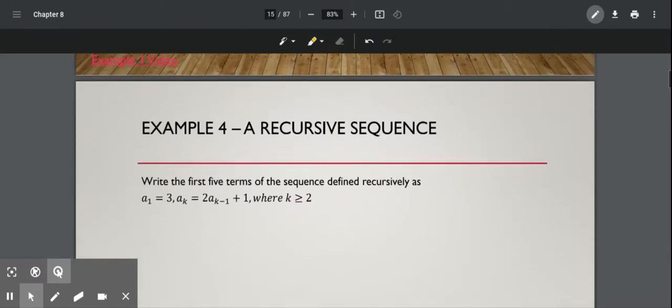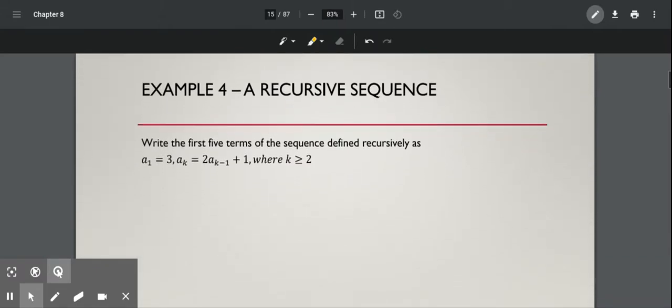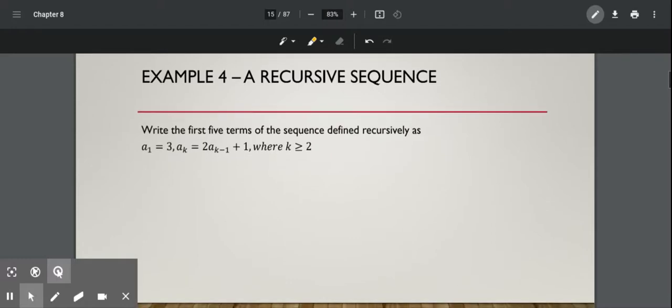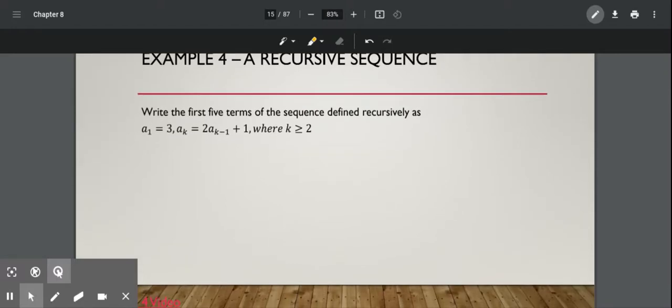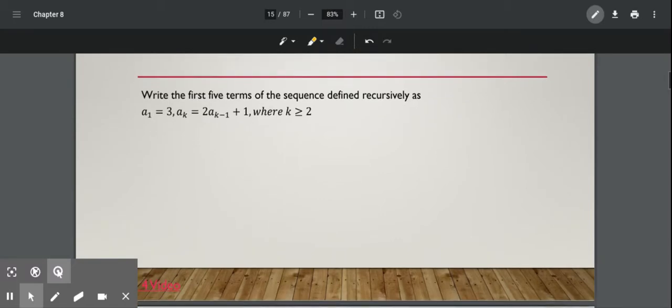A recursive sequence is when you need the previous term. Remember, we talked about that in the last section. So this a sub k minus 1 right here means that we're going to substitute in the previous term, or the value of the previous term.